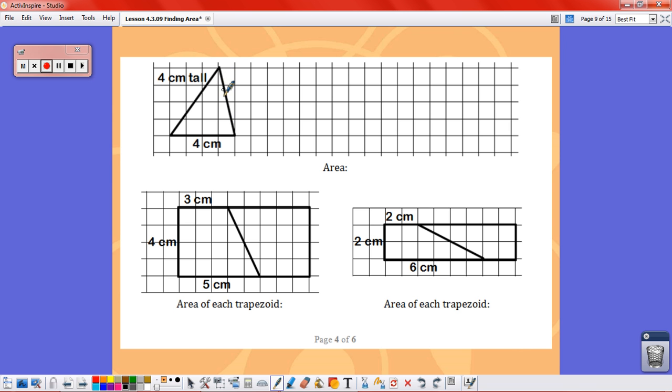Alright, let's look at another one. If I cut this way.